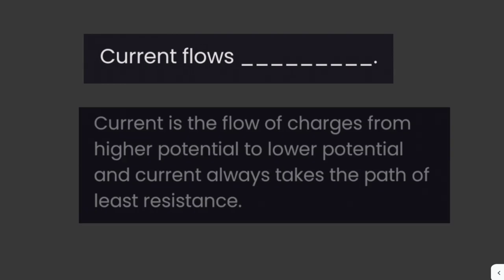Current flows blank. Current is the flow of charges from higher potential to lower potential, and current always takes the path of least resistance. So current flows both from higher potential to lower potential and towards least resistance.